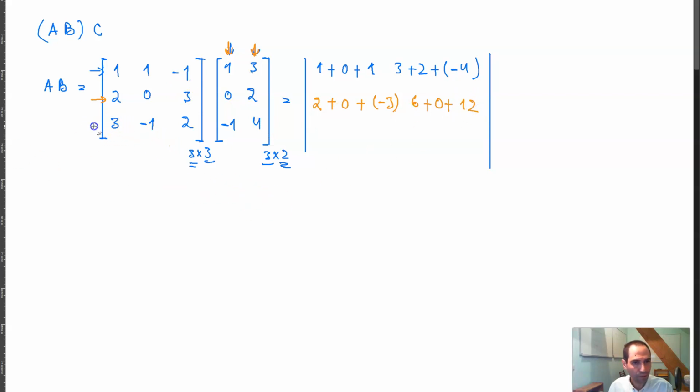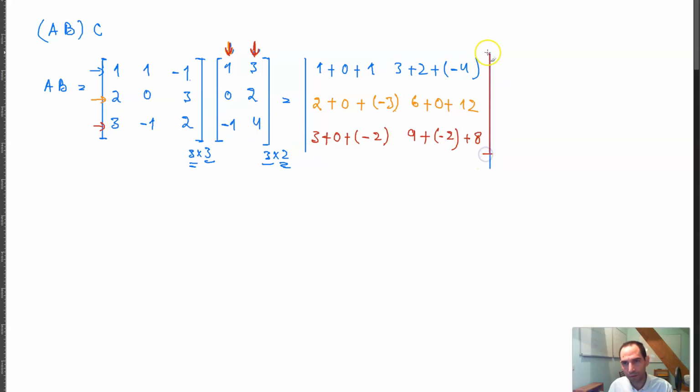Then you can move to this row and this column. 3 times 1 is equal to 3, negative 1 times 0 is equal to 0, and 2 times negative 1 is equal to negative 2. And if you do this row and this column, you get 3 times 3 is equal to 9, and negative 1 times 2 is equal to negative 2, and 2 times 4 is equal to 8.